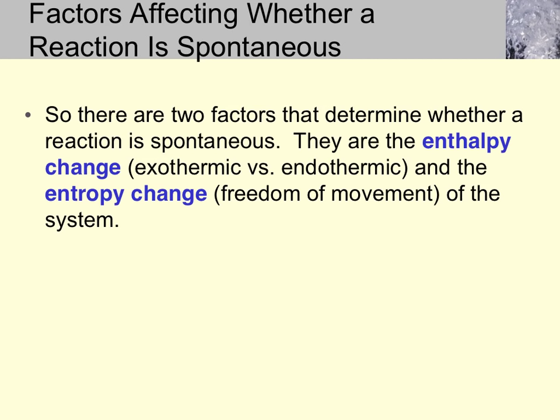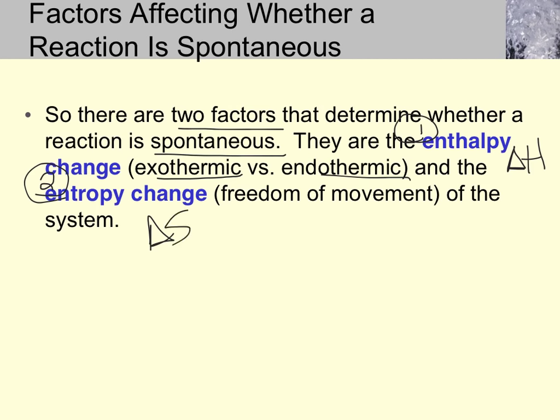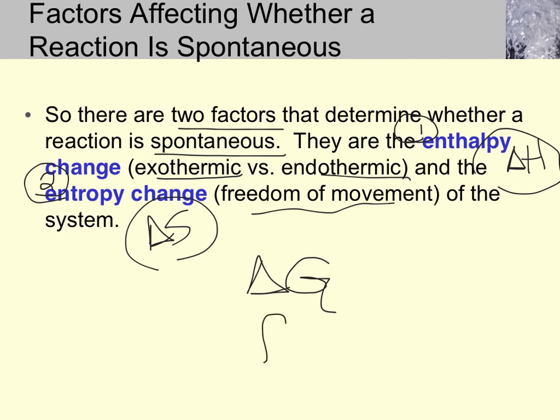Just to refresh your memory, we left off with the fact that there are 2 factors that determine whether or not a reaction is spontaneous. That is the enthalpy or heat of reaction, and whether it's exothermic or endothermic, and of course enthalpy change is delta H. The second factor is entropy change, delta S, which you can think of as freedom of movement. Delta S and delta H work together to give us a property that we call free energy, represented by delta G.